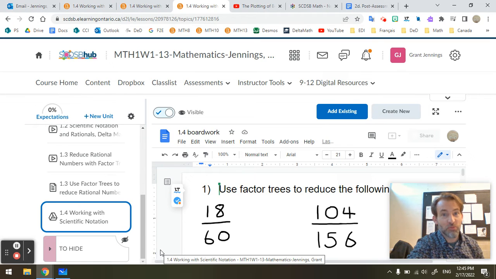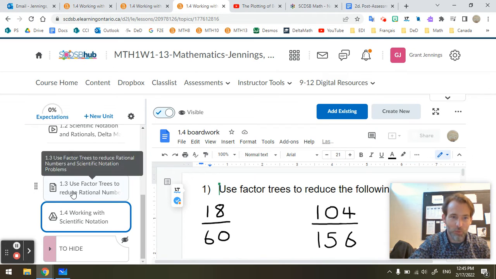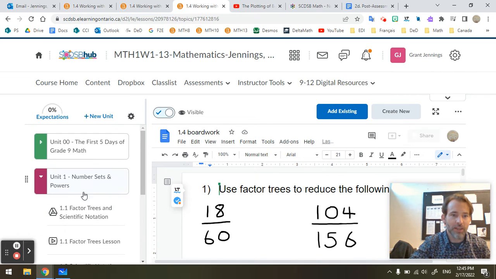Today, you're going to experience some truly titanic numbers through the power of scientific notation. And let me show you where to find the work for today. It's right in here: 1.4 Working with Scientific Notation. You will find that in your D2L.